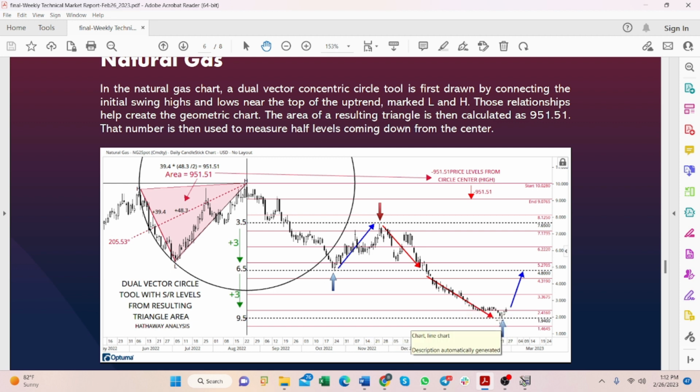So not only did we break off this bottom, and you see support here on the red line, not only did we break off this low, we've also broken through the next potential resistance, which is the 2416, and we closed above it last week. So that's bullish. We anticipate continuation to the upside in natural gas, and some of the upside levels and targets to watch are shown in the chart and discussed in the write-up.